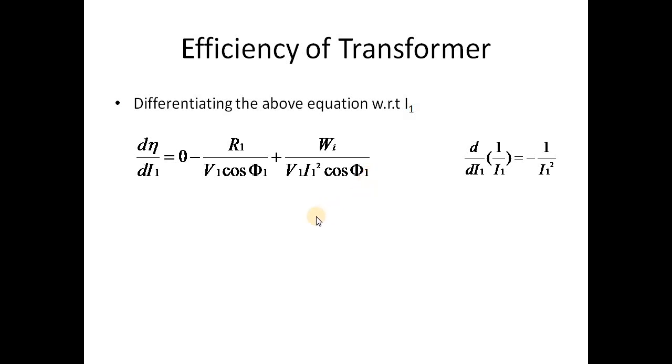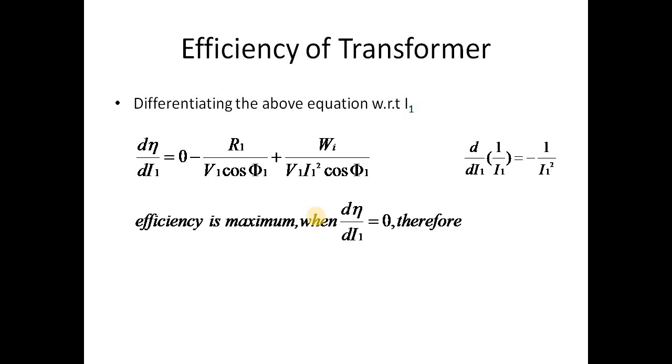Next, in order to get the maximum efficiency, the efficiency is going to be maximum when the d eta by dI1 term is going to be 0. What we are deriving is for maximum efficiency, so we are going to make this equation equal to 0. When we make it equal to 0, what we have left is minus R1 divided by V1 cos phi1 plus Wi by V1 I1 square cos phi1.